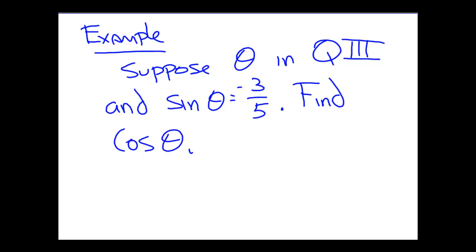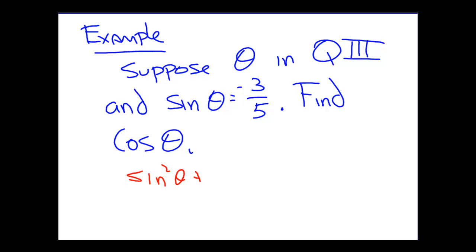This is a simple example. Things can get more complicated where we can be working with other kinds of trig functions, but this is a general problem. We're given a particular trig function, has a particular value in a particular quadrant, and we're asked to find some other trig function.